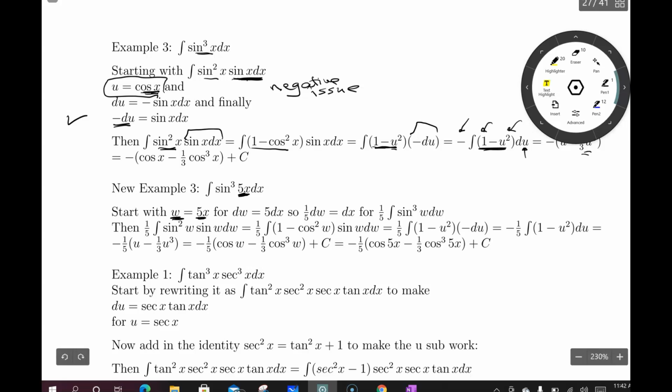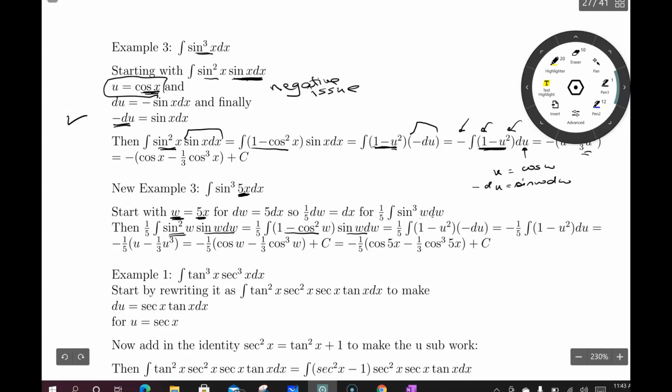So let's do a w substitution with the 5x. So dw is 5dx. So 1/5 dw is dx. So I get 1/5 sine cubed of w dw. Then I go through the same process. Peel off a sine. That's my du. And then change this to cosines, 1 minus cosine squared, right? So I've got negative du is equal to sine w dw. I guess I didn't write it down.